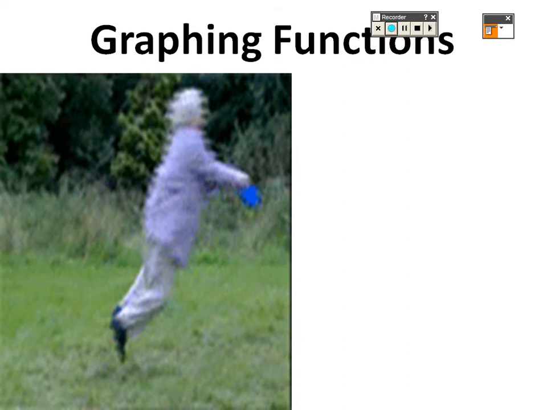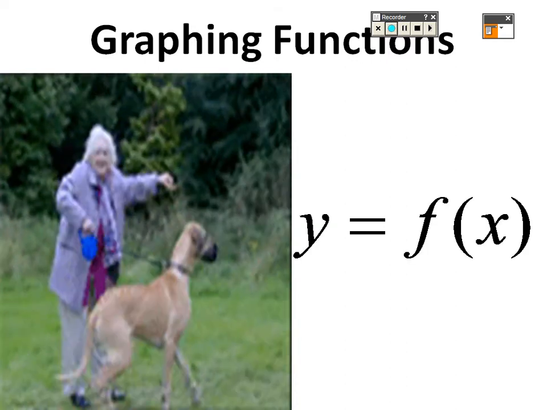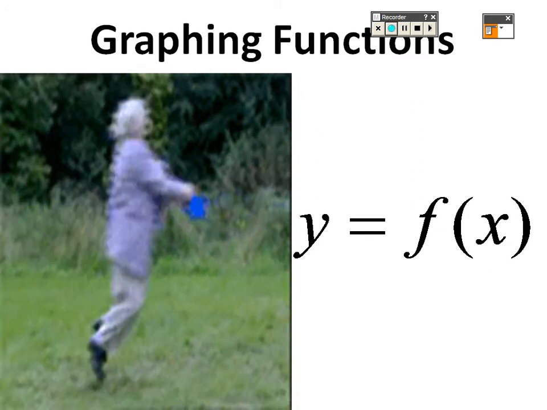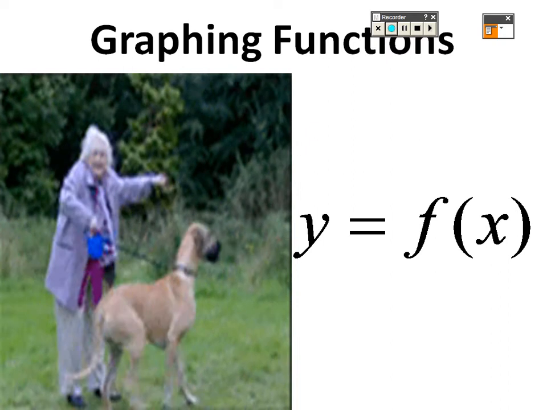Graphing functions is just y equals f of x. And what that means is f of x and y are interchangeable. If you see y equals something or f of x equals something, they're basically the same thing.